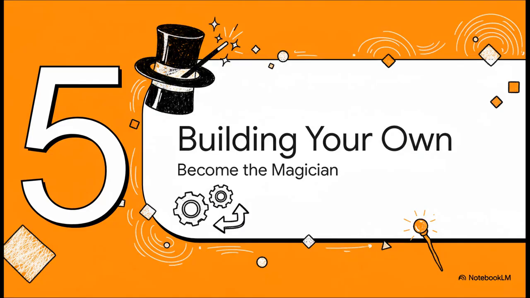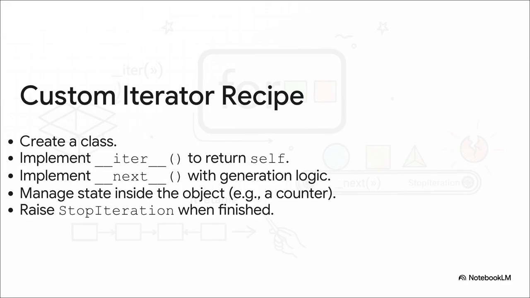So now that you know the secret, you don't have to just be a user of this protocol. You can actually become the magician yourself and start building your own custom sequences. And the recipe for doing this is surprisingly simple. All you have to do is create a class, and then you just implement those two special methods we talked about, __iter__ and __next__. You handle the logic for what the next item is, manage some kind of internal state, like a counter, and just remember to raise StopIteration when you're all done. That's it. With that simple pattern, you can define literally any sequence you can dream up.